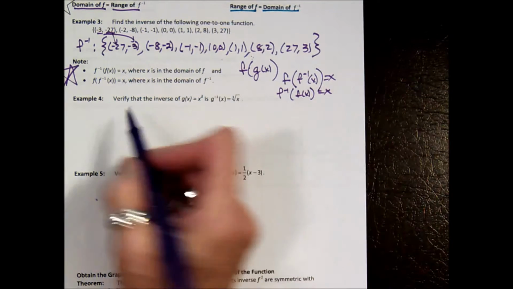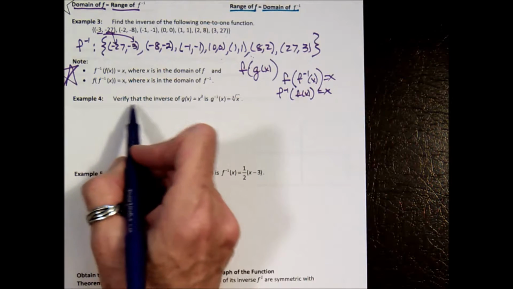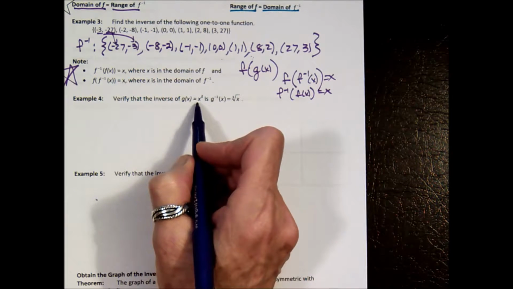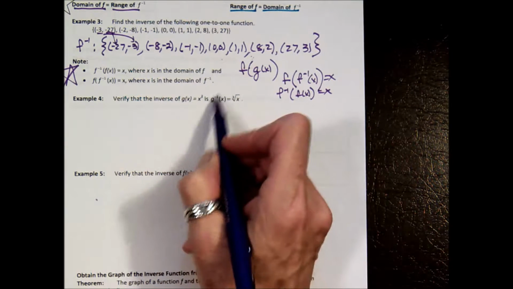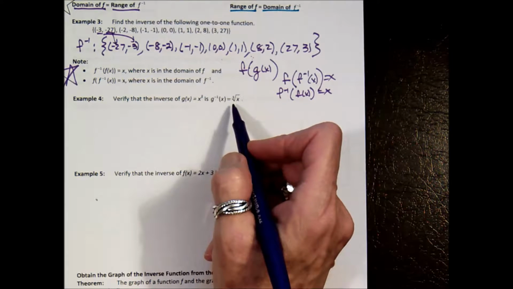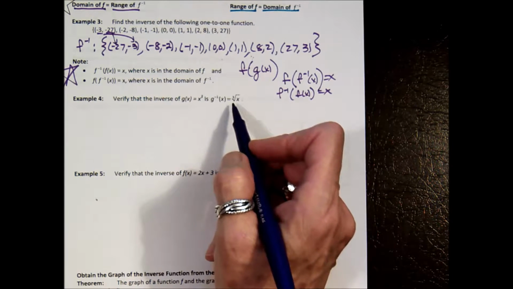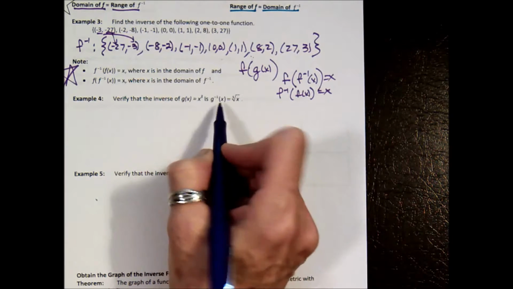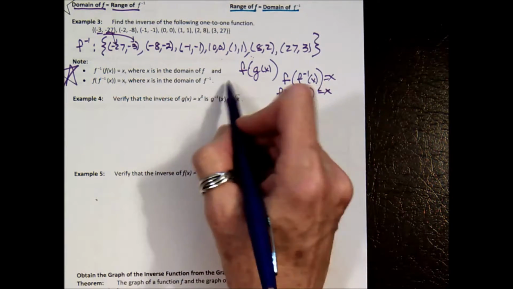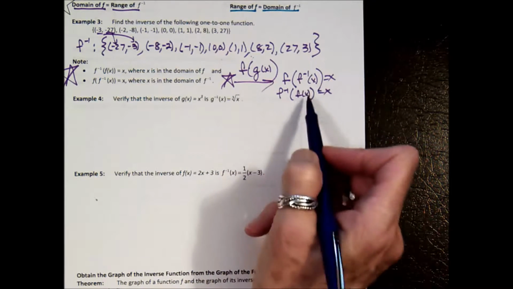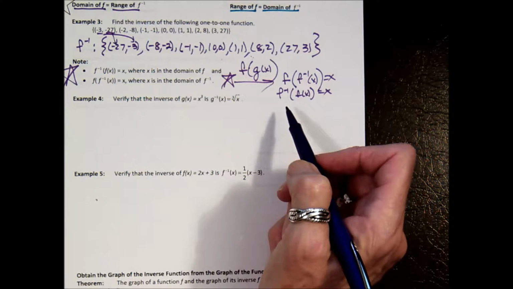So this next example says verify that the inverse of g of x equals x cubed is g inverse of x equals the cube root of x. So what we're going to do to verify that, this is kind of working backwards. We're saying that these two are inverse functions of each other. How can you prove it? You prove it by doing what I showed right here. You take the composite of each of them in both directions and see if it's equal to x.